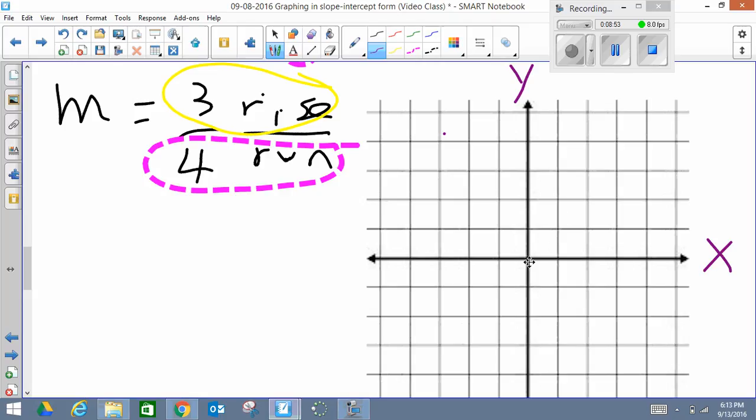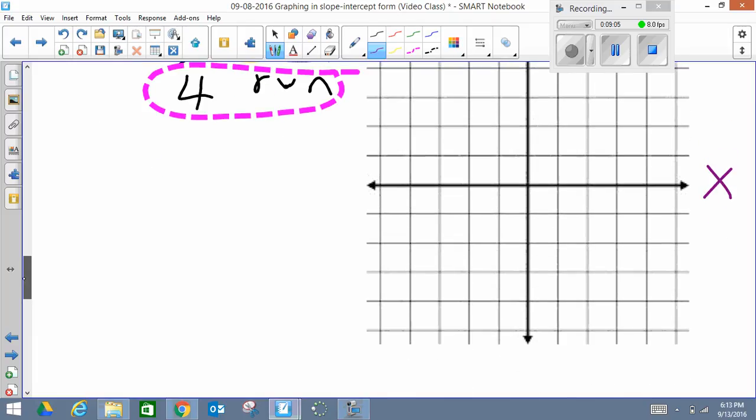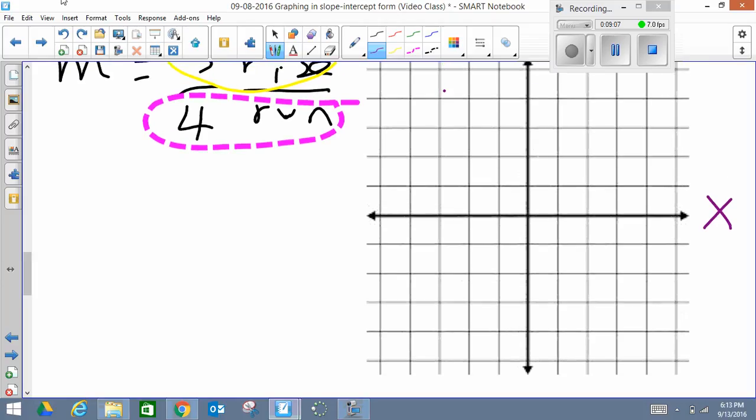From the origin, we go negative 5 on the y-axis, so I go negative 1, 2, 3, 4, and 5. I've got to scroll down a little bit more. So again, on the y-axis, negative 1, negative 2, negative 3, negative 4, negative 5. Right there is my first point. Right there is my y-intercept.